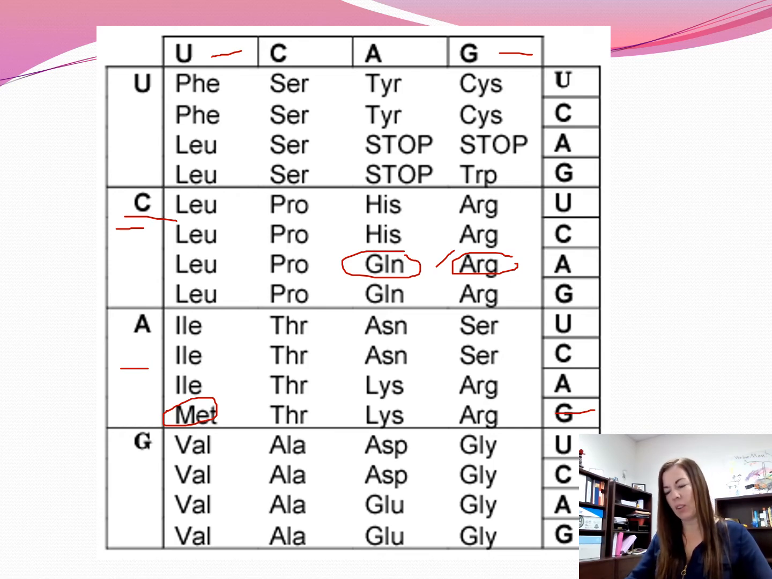And we could even look at, we know AUG is MET, GGA, so we find G, we find G, and then we find A, so that's glycine, or C, A.